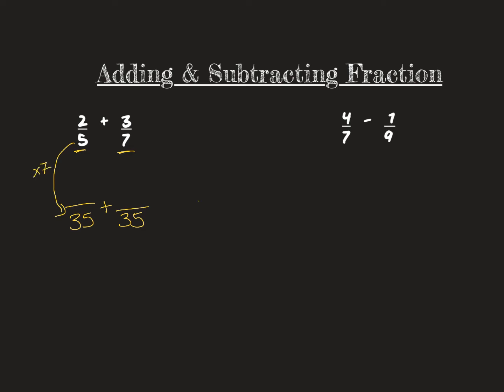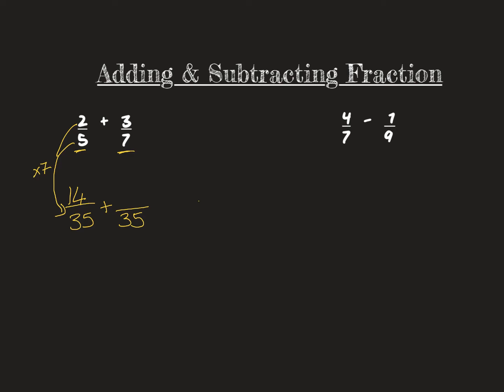And if you do something to one part of the fraction, you must also do it to the top. So we're also going to have to multiply the top number by 7. So 2 times 7 is 14. So the first fraction here is 14 over 35 with its new common denominator.